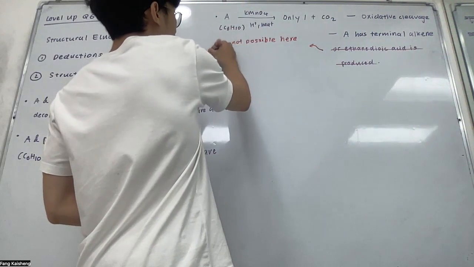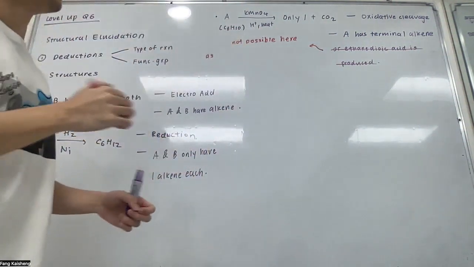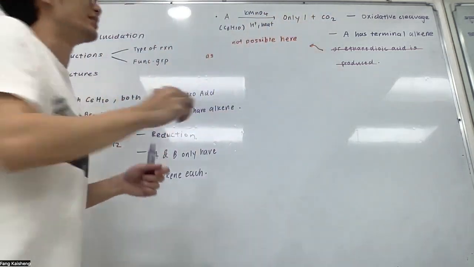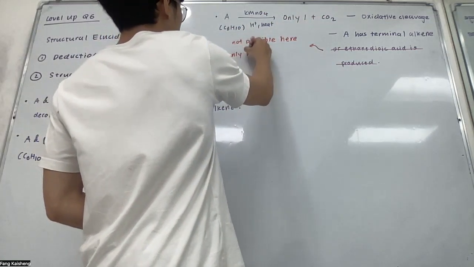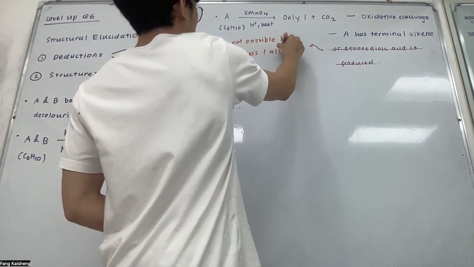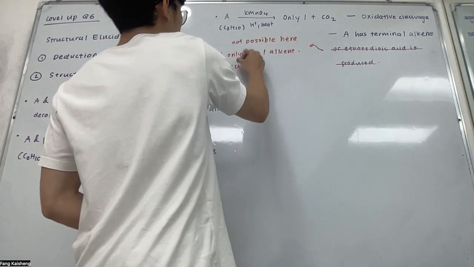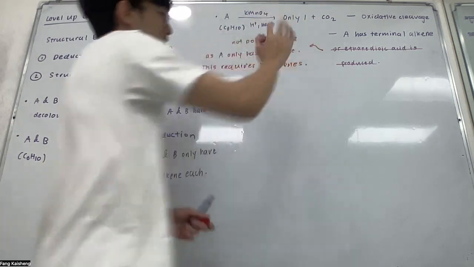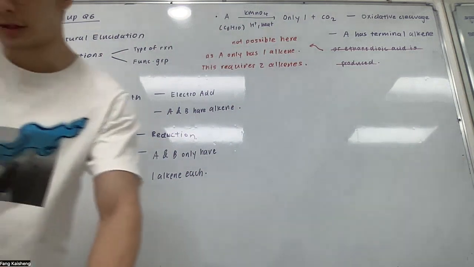Not possible here as A only has one alkene. Then you just write this requires two alkenes. Something like that. Again, you don't need to justify this next time. Next. Okay, last one.